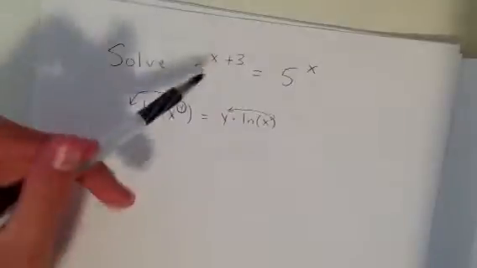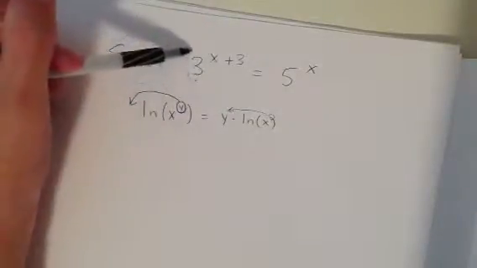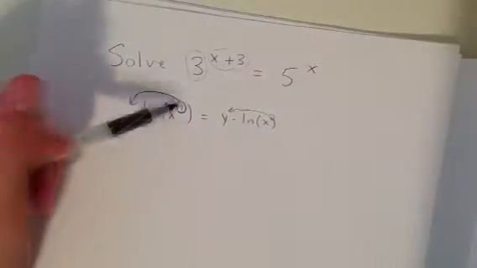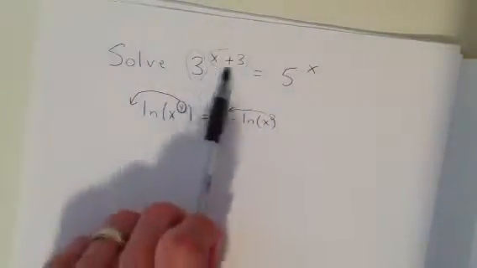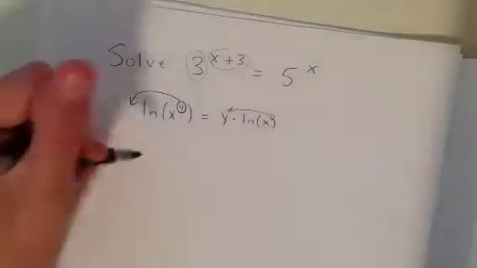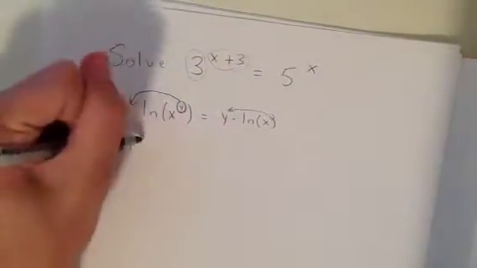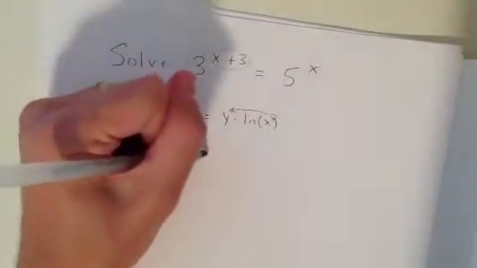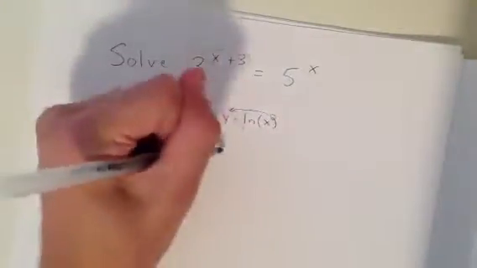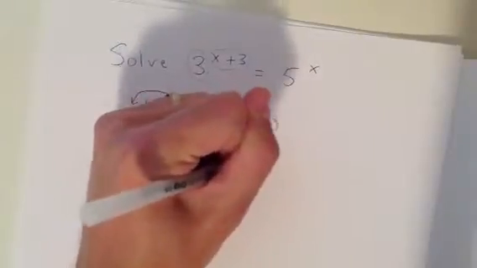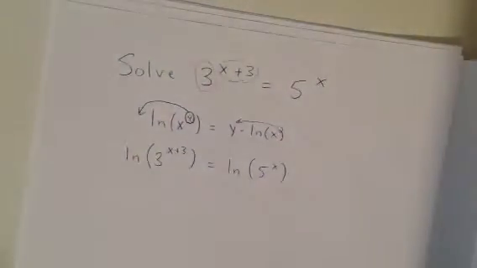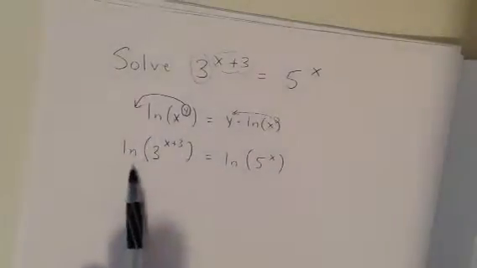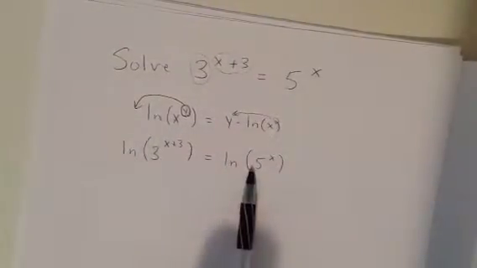We can put this to practice right here because we have 3 to some power, just like x to some power. So if we take the natural logarithm of this, we'll end up having the natural log of 3 to the x plus 3 power, and we'll do the same thing on this side, equals the natural log of 5 to the x power. So we haven't changed anything yet. We're simply saying I'm going to take the natural log of both sides of the equation.